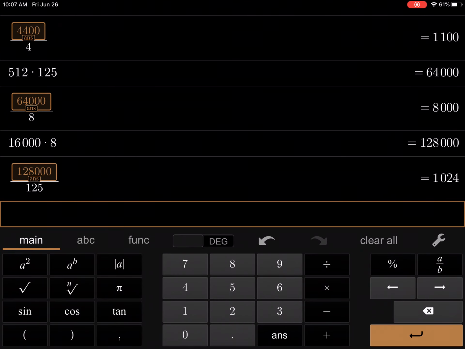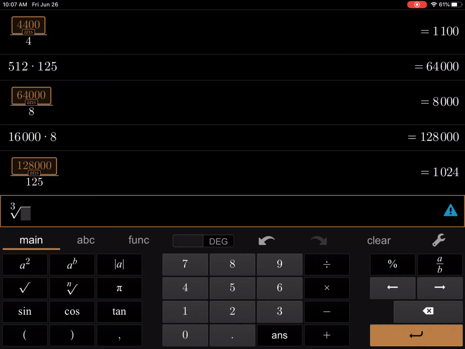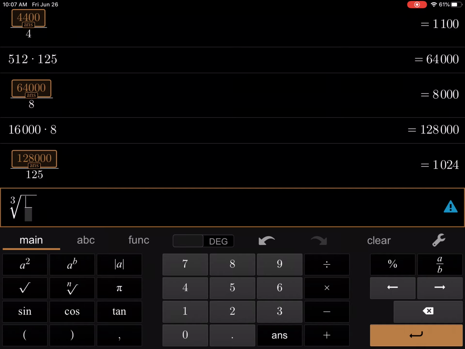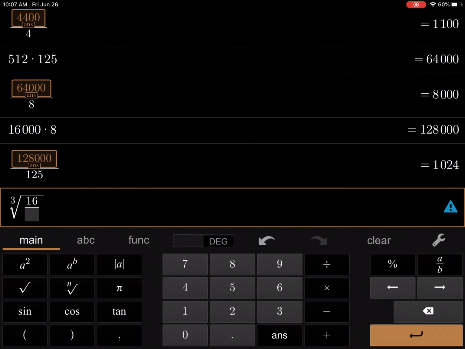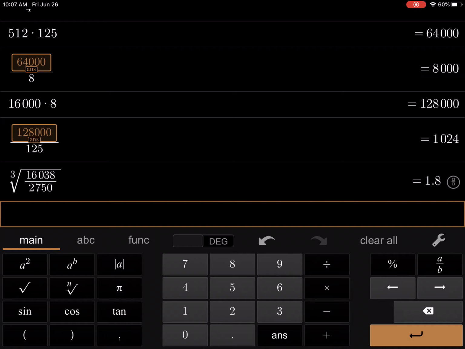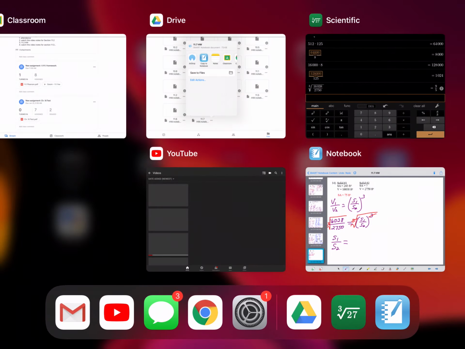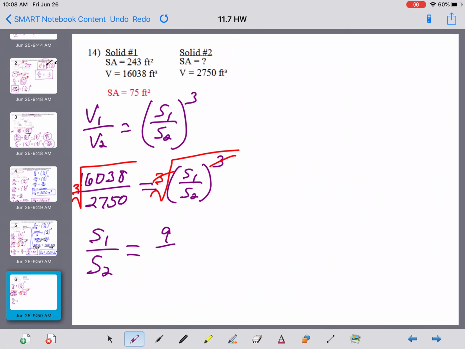All right, how are we going to do that? A cube root, so I hit this button here, got it. And then for our fraction, here we go. 16,038 over 2,750, and that worked out pretty nicely, guys. I got 1.8 for the answer, and if I convert that to a fraction, 9 over 5 is what I'd really like to see there. So that is our scale factor, 9 over 5.